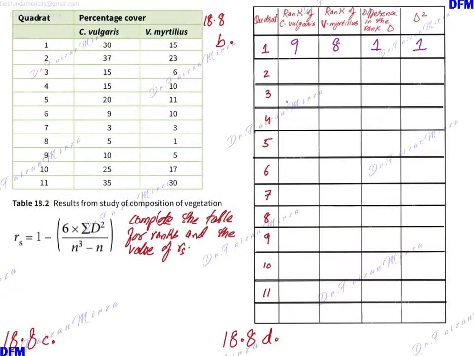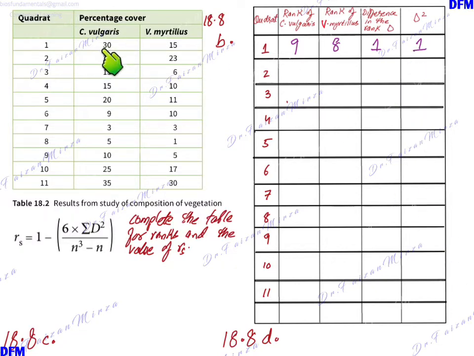You can just work out this another worked example for you. I'm just giving you this thing here. This quadrat was placed 11 times, so this will be your value of n. n cube will be 11 cube minus n, which will be 11. 6 multiplied by summation d squared. You need to find out d square here.